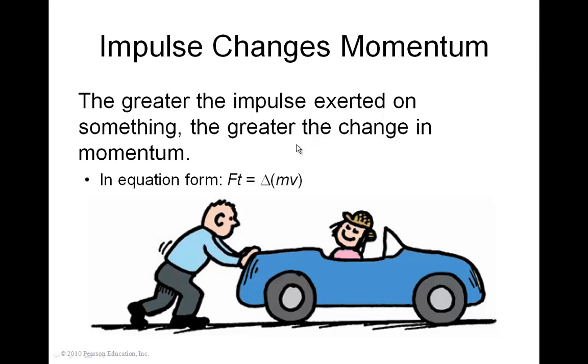And so here's our formula. Force times time equals the change, that's that delta, in momentum. So this is impulse. Impulse, force times time, equals change in momentum. So this guy pushing the car, if he pushes for a longer time, then the car will end up having a greater velocity. If he pushes with a greater force, then the car will have a greater velocity. So all that makes sense.